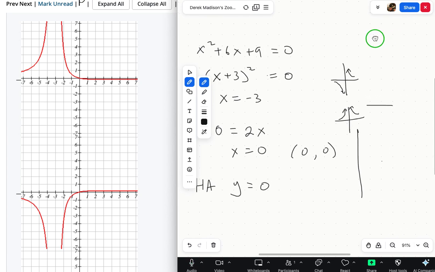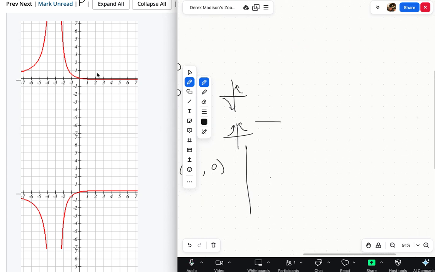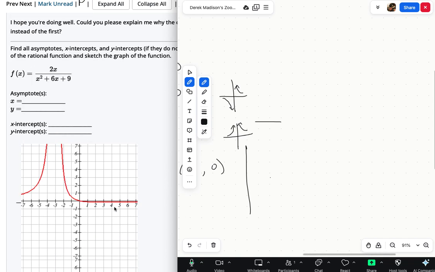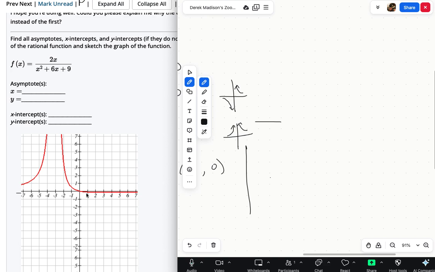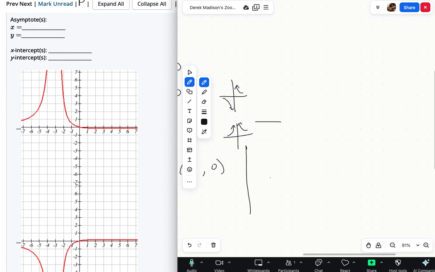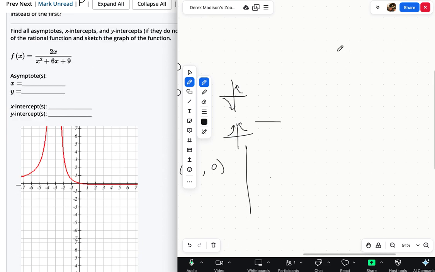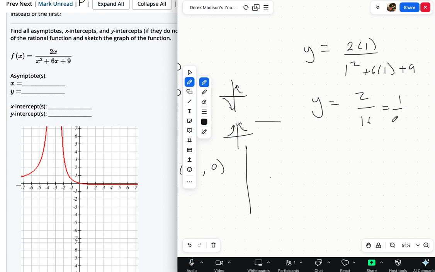What I would do is just use a test point. So I'm going to throw 1 into this original equation. If it comes out negative, then I know it's this first graph, and if it comes out positive, I know it's the second graph. So if I let x equal 1, y equals 2 times 1 over 1 squared plus 6 times 1 plus 9, I get y equals 2 over 16. So it looks like 1/8.